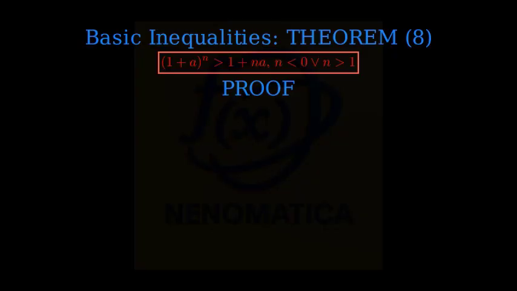We'll start with the base case. For n equals 2, we have 1 plus a raised to the power of 2 equals 1 plus 2a plus a squared. This is clearly greater than 1 plus 2a, since a squared is positive when a is greater than -1. So the inequality holds for n equals 2.